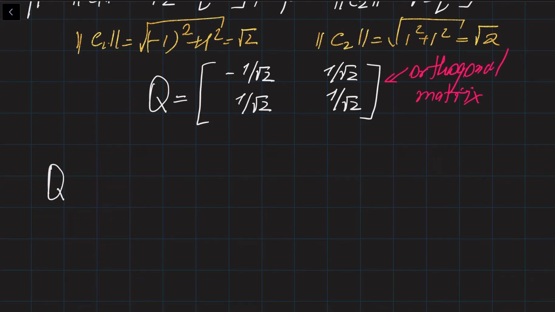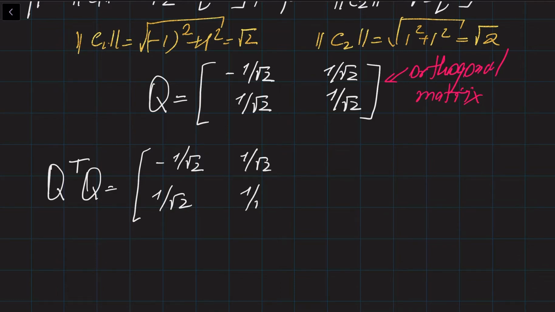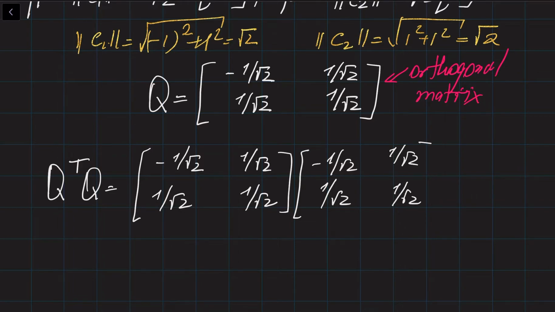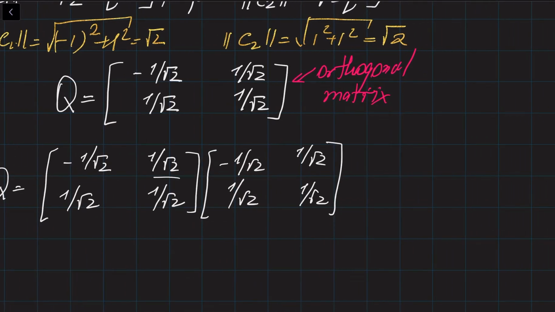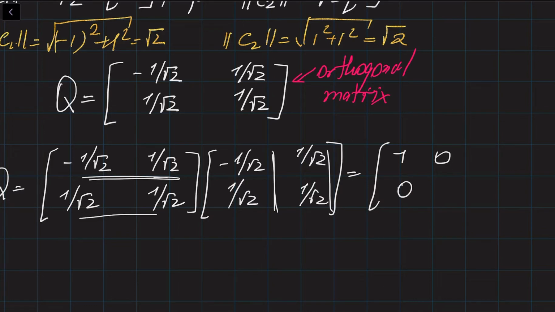Well, now let's multiply Q transpose by Q. Let me transpose this matrix first of all. If you transpose, essentially you're going to get the same matrix. And if you multiply this by Q, -1 over square root of 2, 1 over square root of 2, 1 over square root of 2, 1 over square root of 2, what we obtain is the following matrix. The first row multiplied by the first column is going to be equal to 1. The first row by the second column is going to give you 0. The second row by the first column is going to be 0. And the second row by the second column is going to be equal to 1.